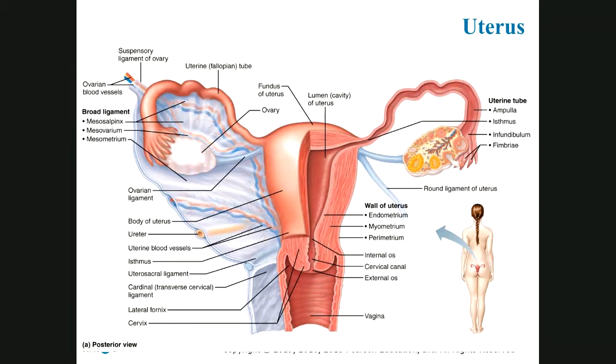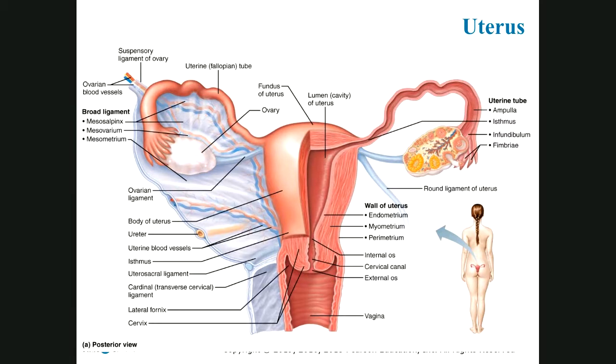The uterine wall, as you can see over here, is made of three layers. We have the endometrium, which is a mucosal lining. It's a simple columnar epithelium on top of a very thick lamina propria. The fertilized egg burrows into this endometrium. It's so thick that the egg burrows in and resides there during development.